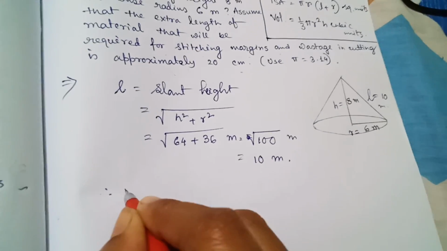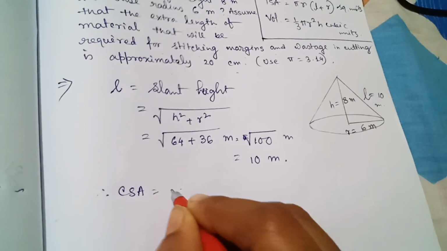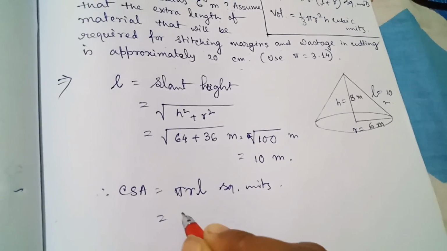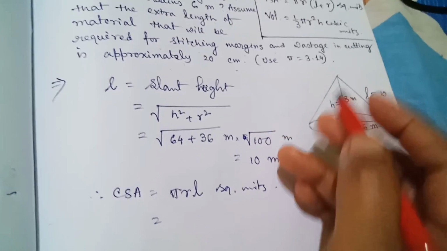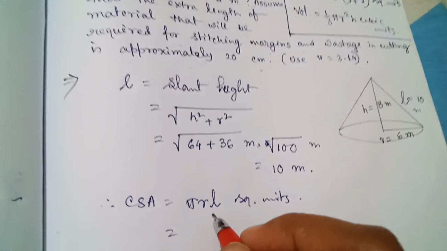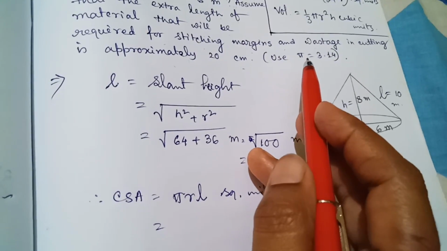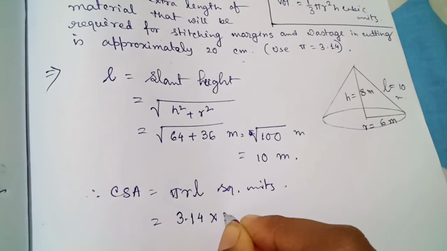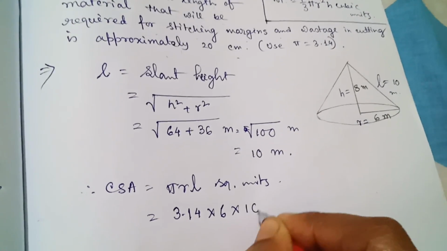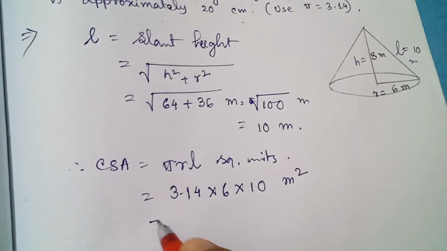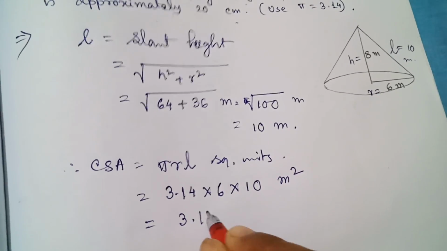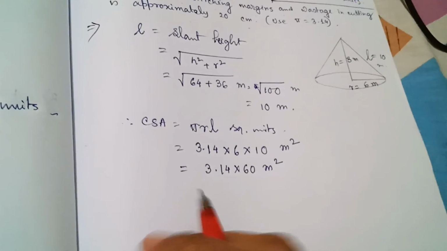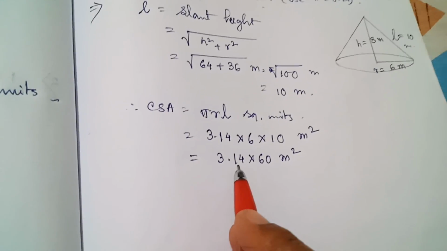Therefore, the curved surface area of a cone is pi r L square units. Pi we have to take as 3.14 because it is given in the question; otherwise you could have taken 22/7. So 3.14, r means 6, L means 10 meter square. That means we are getting 3.14 into 60 meter square. I'm not doing the calculation now because this is not the final one.